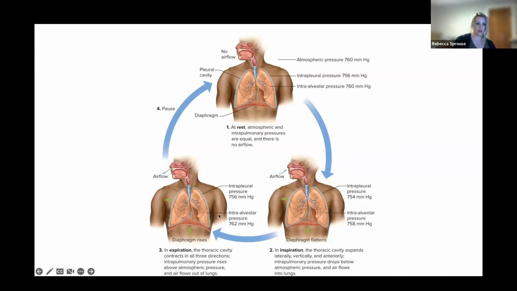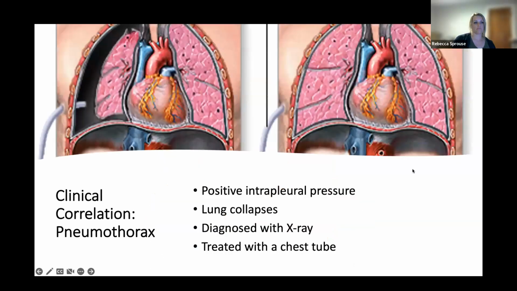Then when you exhale, this thoracic volume is going to shrink again, it's going to recoil, and decreasing that volume is going to increase the pressure. And so the pressure is now 762, and that's going to force air out. And then between each breath cycle, there's this pause of no air movement where the pressures will be equal for just a second. Now your skeletal muscle contraction, what causes this to happen is your nervous system. We'll talk about that.